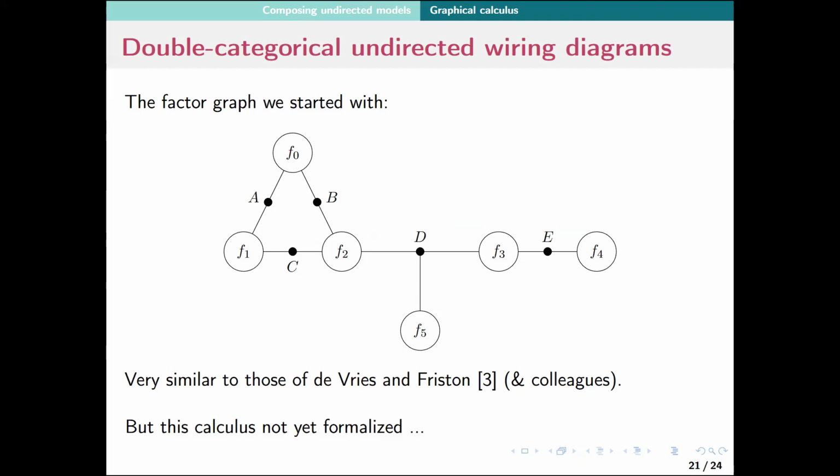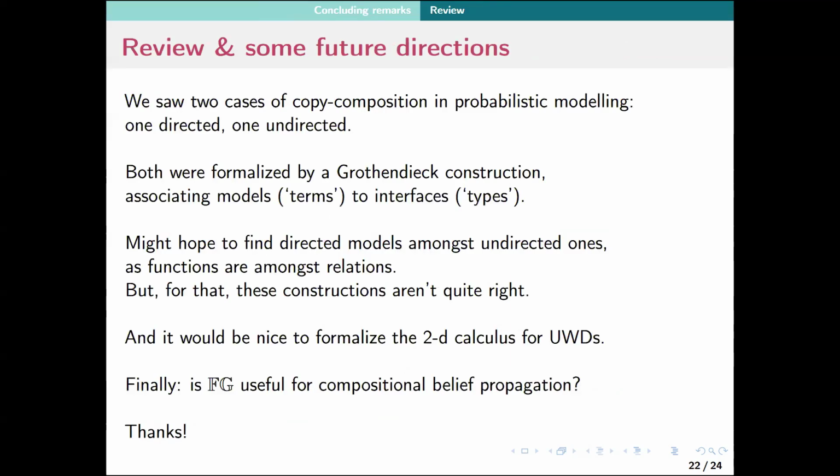I say informally, but this double undirected wiring diagram calculus isn't formalized. It's not what I was doing. I was just thinking about copy composition and modeling. So it'll be interesting to see people work on double categorical wiring diagrams. I'm sure people are thinking about that. And so, okay, that's it. That's copy composition in these two cases.